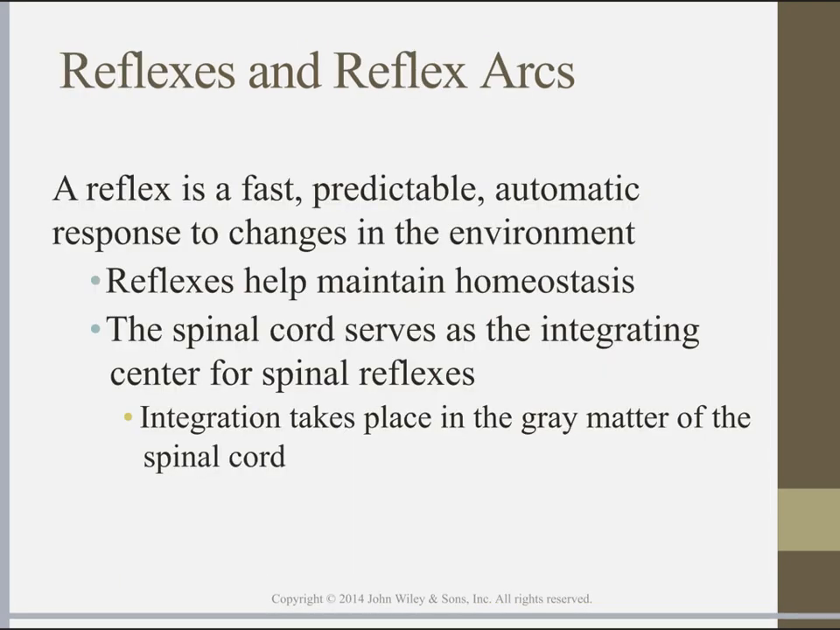Let's talk about reflexes and reflex arcs. Now, a reflex is fast, it's predictable, it's an autonomic response to changes in the environment. So reflexes help to maintain balance or homeostasis. The spinal cord serves as the integrating center for our spinal reflexes. We are going to put this into a 5-step process. And we're going to see that integration takes place in the gray matter of the spinal cord.